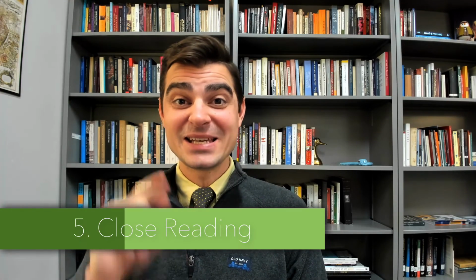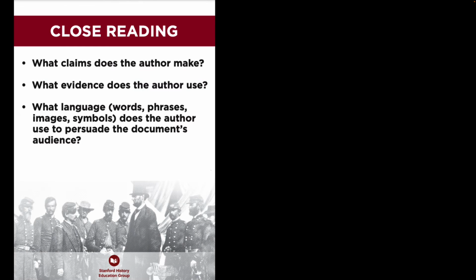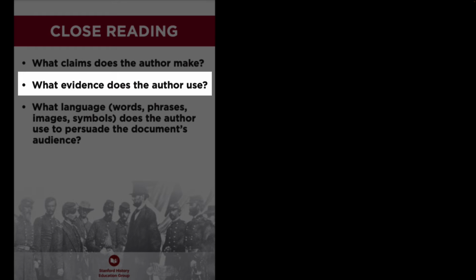And the final step of the SC3 method is 4, close reading. This is when we really go to the mat with the primary source and figure out exactly what it says and how it says it. Questions that you need to answer when you are close reading a document include, what claims does the author make? Right? Is the author making some sort of argument or case or interpretation or observation about the past?